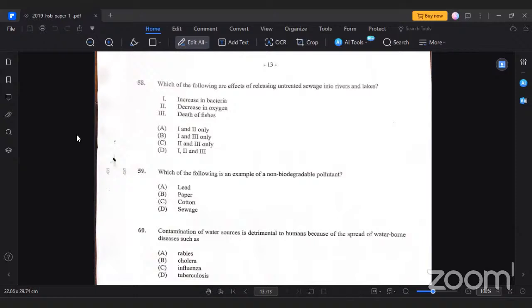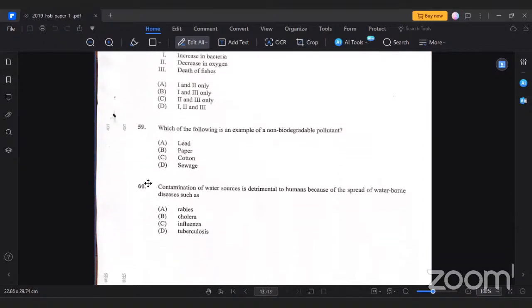The answer is indeed D. All of these are likely to happen. Increase in bacteria, the decrease in oxygen itself might assist in the death of fishes. That might facilitate more competition for oxygen, which is going to cause some fish to eventually die. So all three of these are likely to happen. We will move on now to 59.